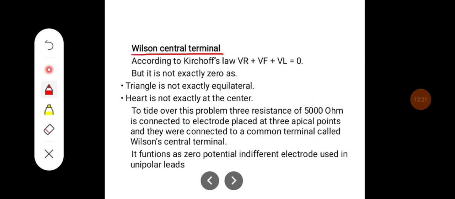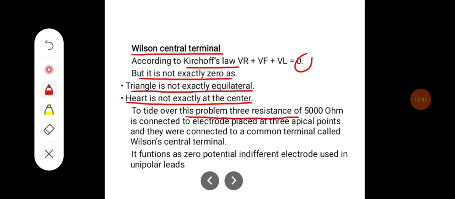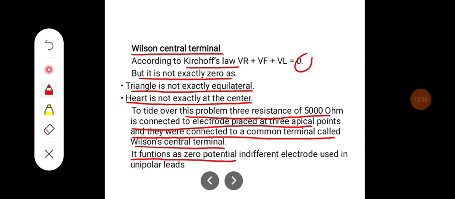Wilson's central terminal. According to Kirchhoff's law, the voltage at the right arm, the foot, and the left arm adds up to 0. But it is not exactly 0 as the triangle is not exactly equilateral and the heart is not exactly at the center. To tide over this problem, 3 resistances of 5000 ohm are connected to electrodes placed at the 3 limb points, and they are connected to a common terminal called Wilson's central terminal. It functions as a zero potential, and the indifferent electrode is used in unipolar leads.